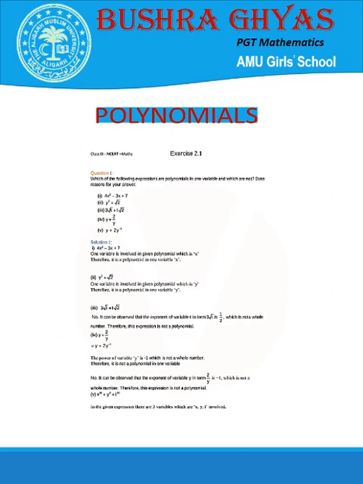Now see part 5. X to the power 10 plus y to the power 3 plus t to the power 50. Here we have 3 terms, and all the 3 terms have different variables. One variable is x, second is y, and third is t. So it is a polynomial, but it is not a polynomial in one variable. So our answer here is no, because it is not a polynomial in one variable.